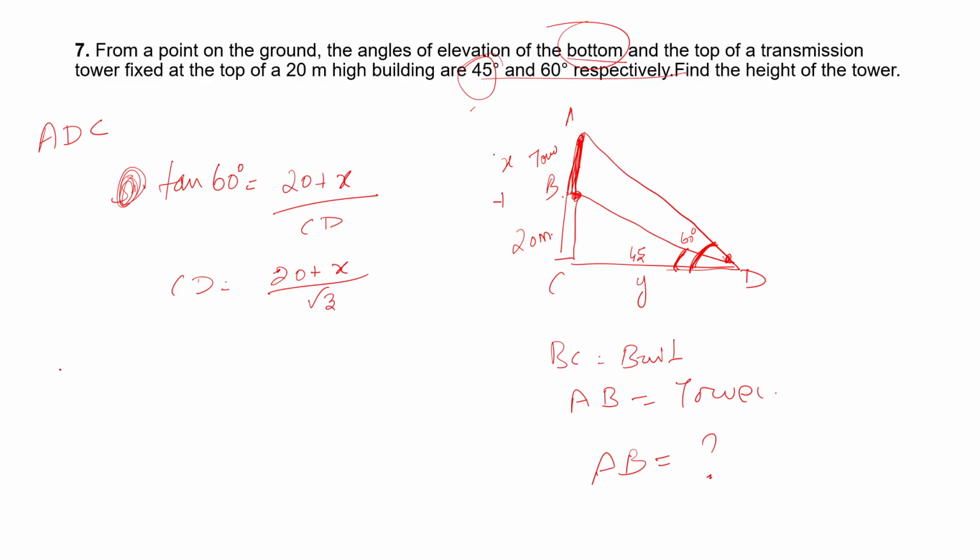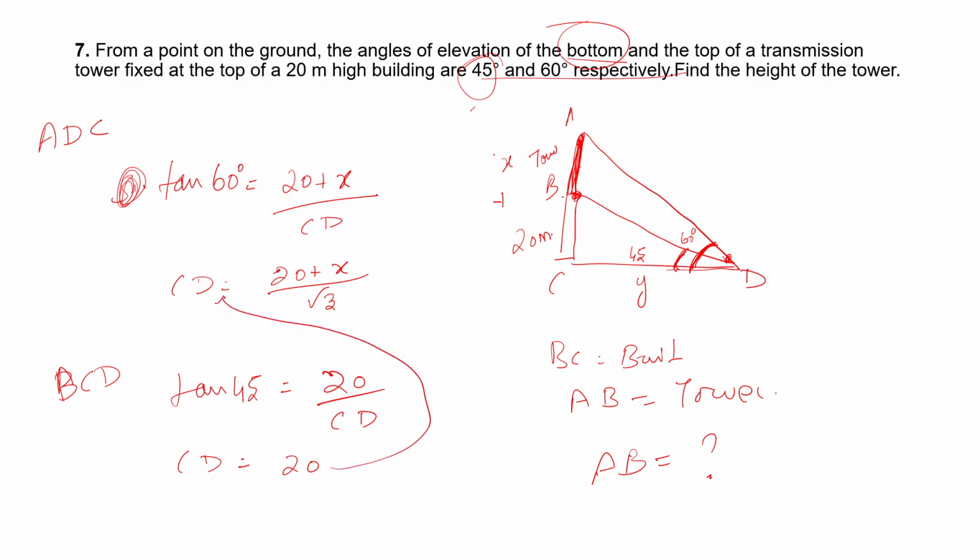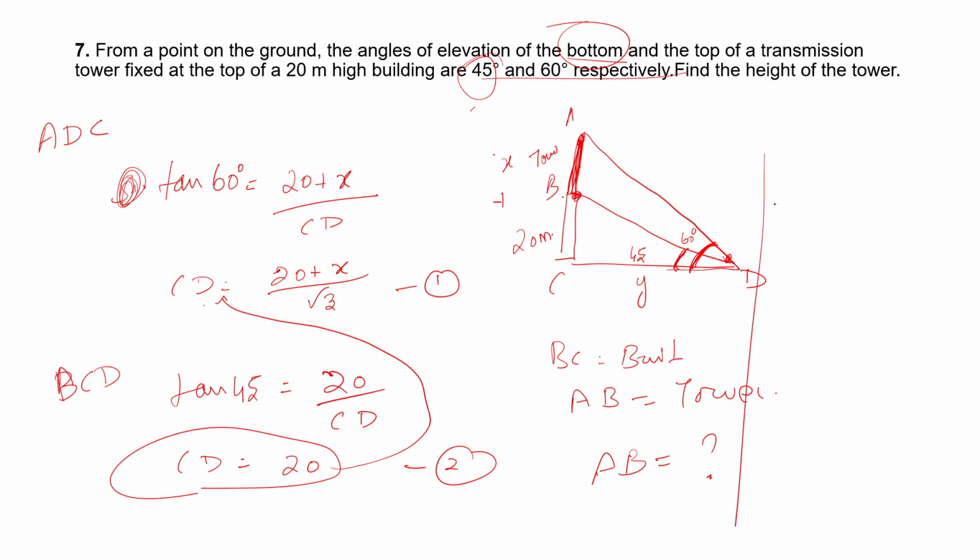Now I'll consider the second triangle BCD. Tan 45 is 20 by CD. Tan 45 is 1, so CD is 20. Now I have got the value of CD, so I can substitute it in equation 1. I'll keep them as equations 1 and 2, and put 2 in 1.